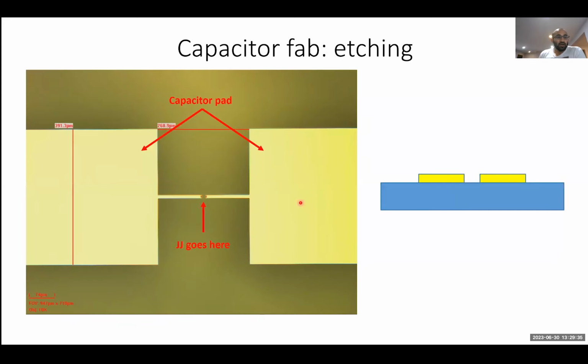And this is what your capacitor will look like after etching. So now you basically have your desired circuit pattern on your substrate, and now we're sort of ready to do the junction fab, which is going to really mostly be focused on this small area right here.